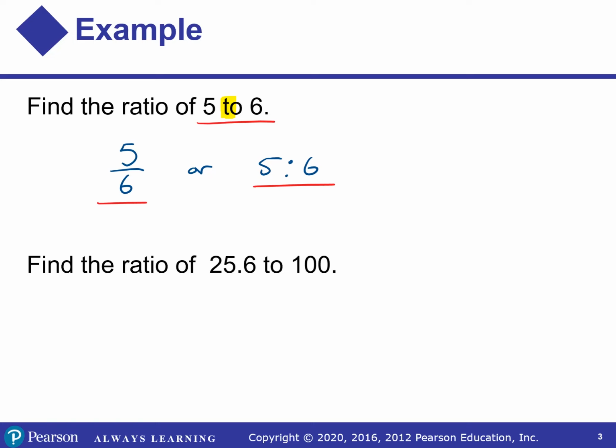And the ratio of 25.6 to 100 would be 25.6 over 100, or 25.6 colon 100. Now again, this is not simplified. If you have a fraction that also contains a decimal, that's not considered a simplified fraction. But a ratio doesn't necessarily have to be in simplified form. When you're doing your homework, though, I think 100% of the time you're going to have to express your ratio in simplified form. But just keep an eye on the directions and how they specifically state how to give your final answer.